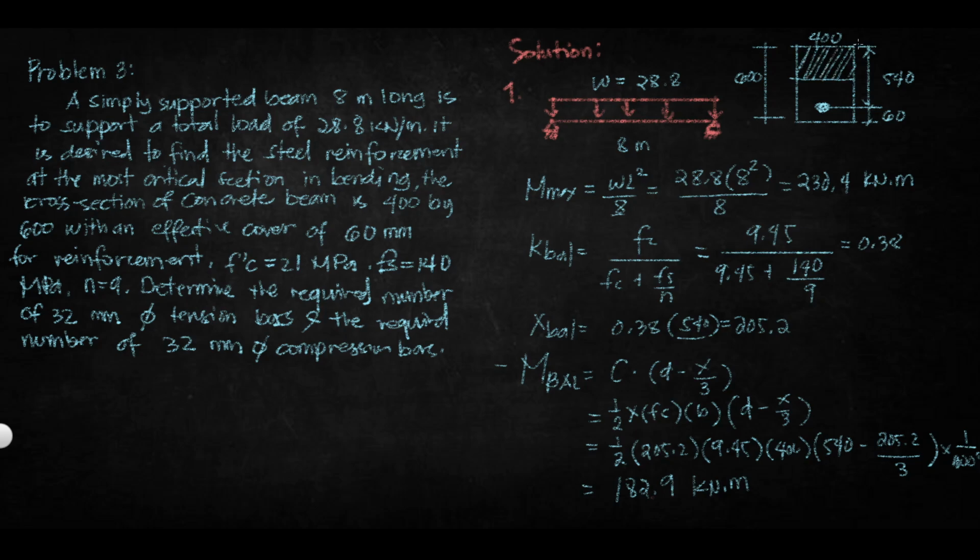Effective area ng concrete natin. So from here to the centroid, yan yung effective depth. Para makuha natin yung effective depth, it is 600 minus the effective cover. So we have 540, as you can see here in our equation. So we will have an answer of 205.2 millimeter as your X balance.